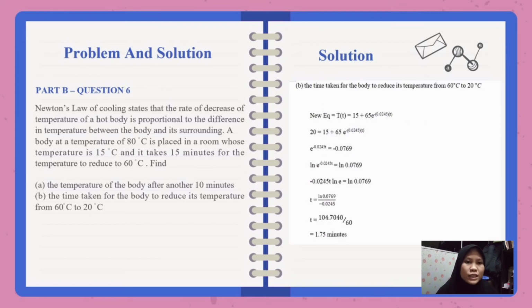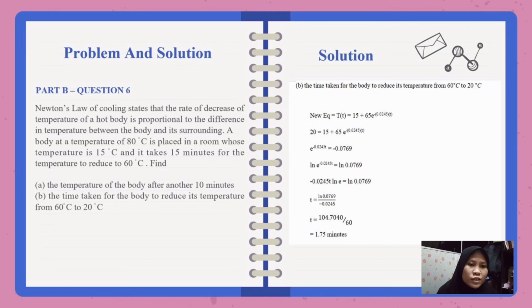The solution of part B is the time taken for the body to reduce its temperature from 60 degrees Celsius to 20 degrees Celsius. And we get the new equation T equal to 15 plus 65 multiplied with exponent the power of negative 0.0245 T. So we get 20 equal to 15 plus 65 exponent the power of negative 0.0245 T.